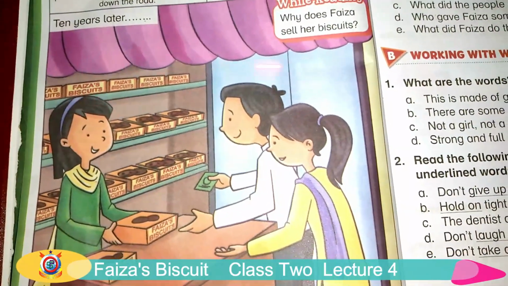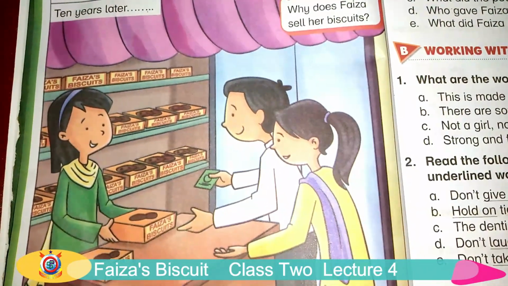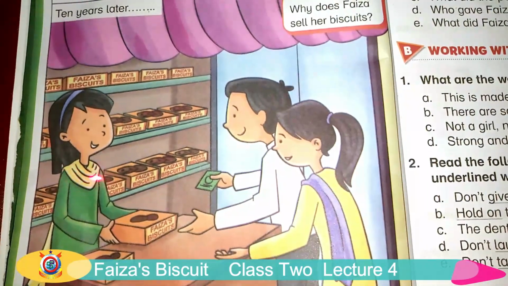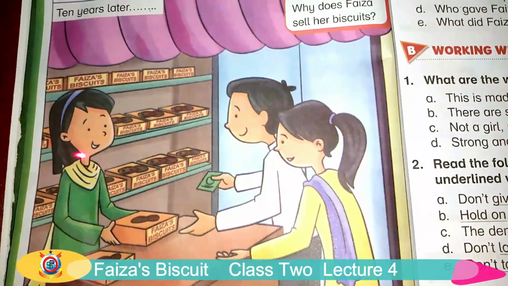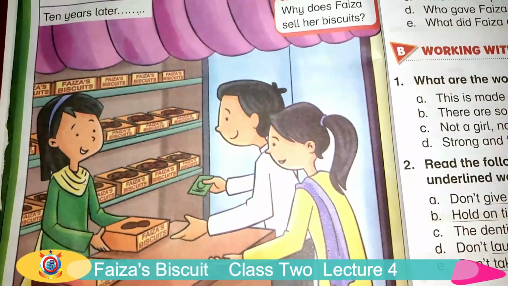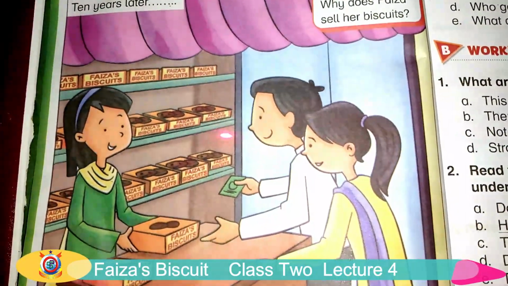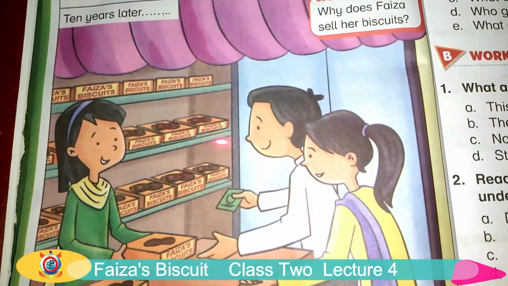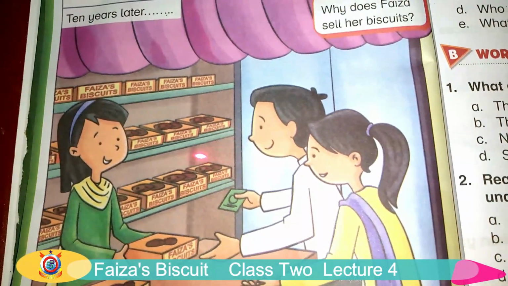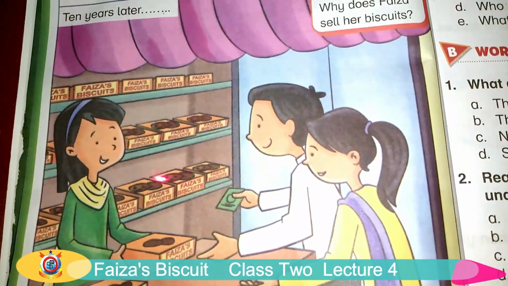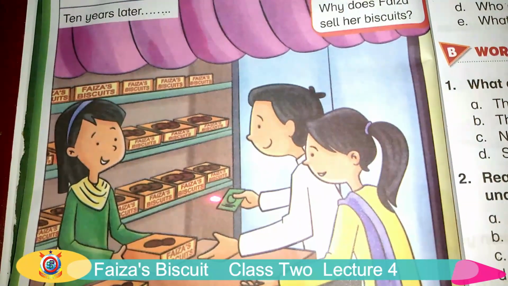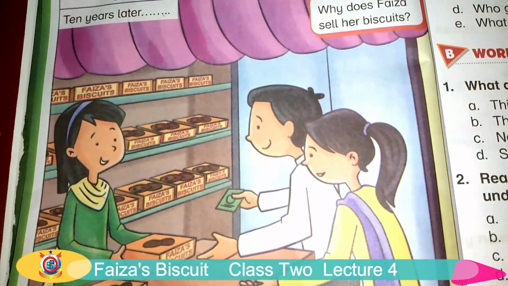Now, what do you think? How did all this happen? A poor girl has a shop of biscuits now. Where did she get all these biscuits from? Very good.